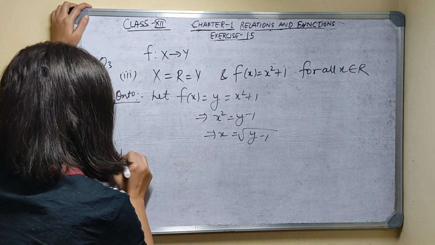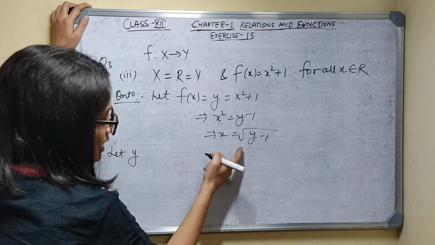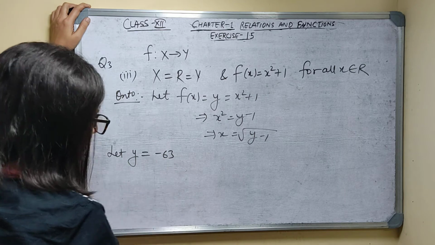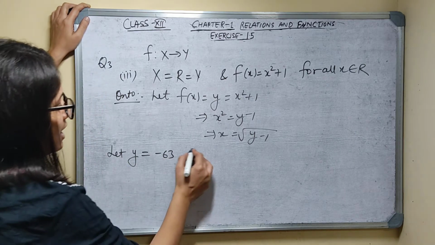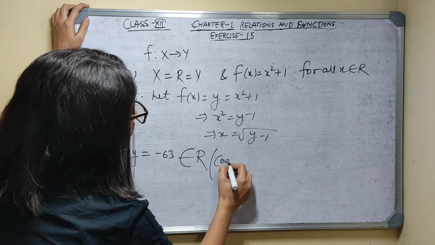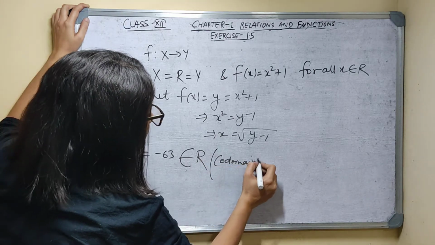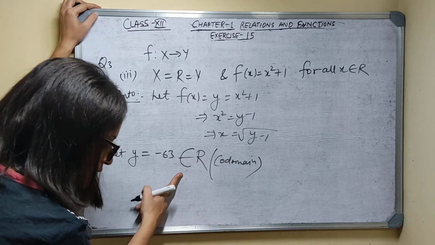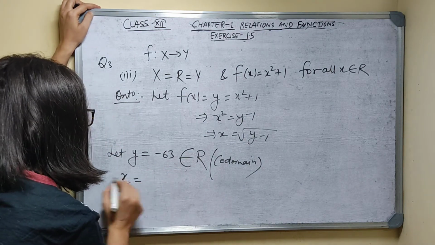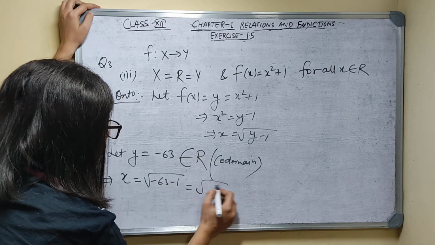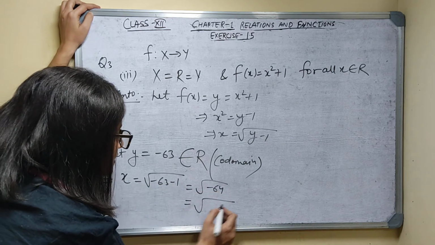Let's say I am taking any real number. A real number can be negative also. I am taking y is equal to minus 63. Let's say minus 63 I am taking, which belongs to real numbers from the codomain. So x will be root of minus 63 minus 1, it means root of minus 64.